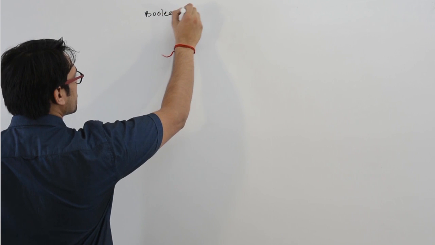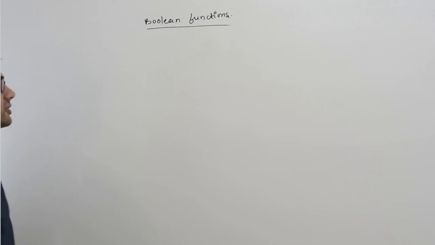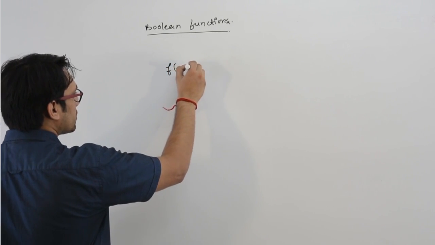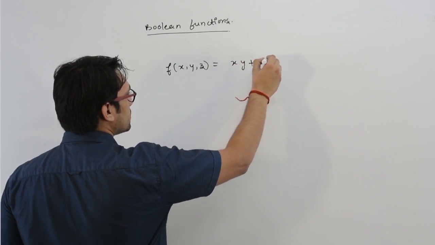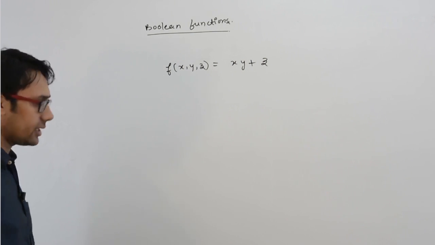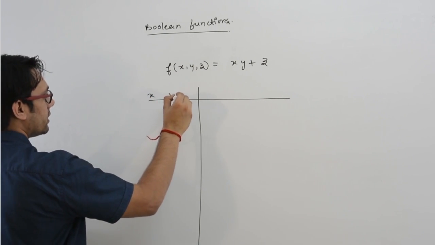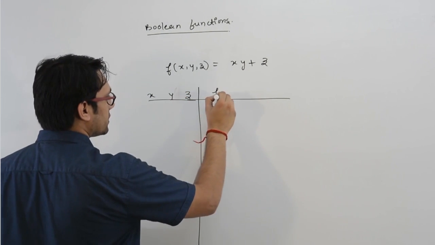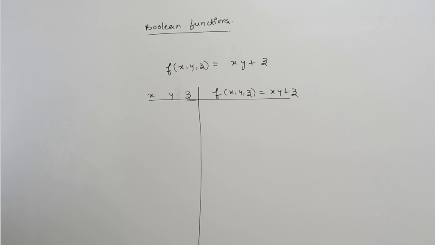What are Boolean functions? For example, I can represent a function like this. If we have f of x comma y comma z, it is equal to xy plus z. We can represent a function like this, where x, y and z are the variables. What does it mean? Let us try to draw it. We have 3 variables here, which are x, y and z, and there is a function f which is representing x comma y comma z, which is equal to xy plus z, right?